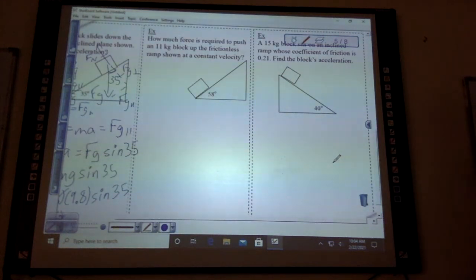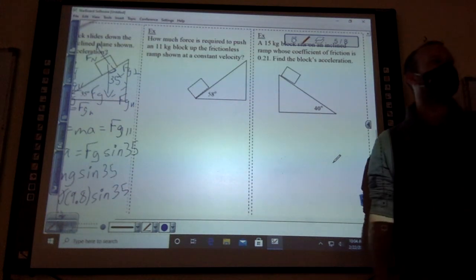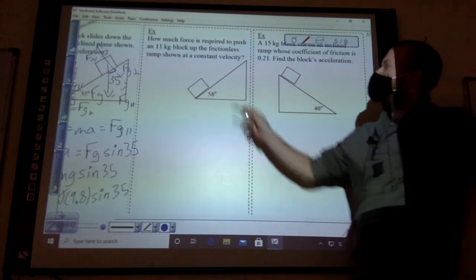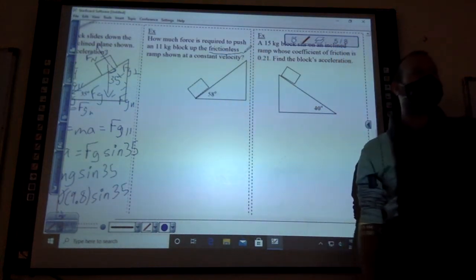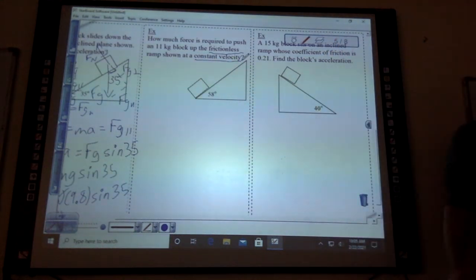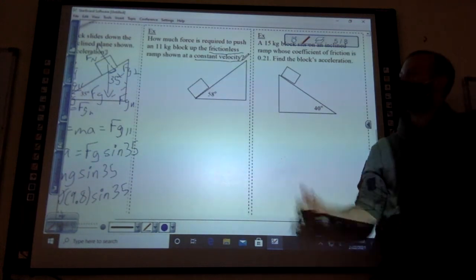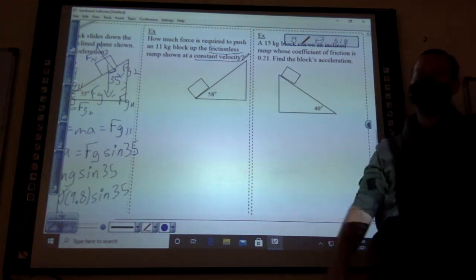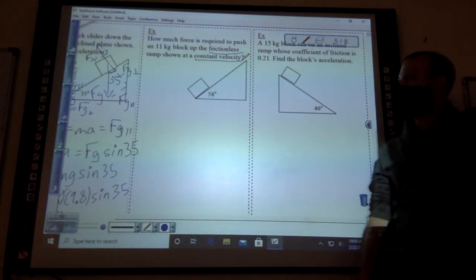So how much force is required to push an 11 kilogram block up a frictionless ramp at a constant velocity? So what is something key that you notice in this question by reading it? That should automatically stimulate your brain. Yep. Frictionless. This is a great thing to notice. What else? Constant velocity. What does constant velocity tell you? No acceleration, which means all the forces are equal. So taking into account frictionless, taking into account constant velocity, we need to try and figure this all out.